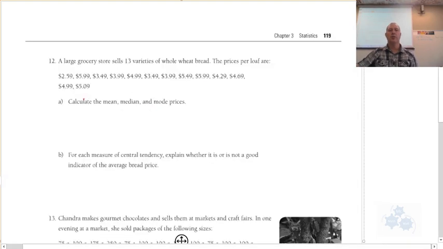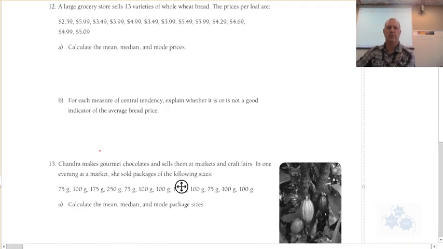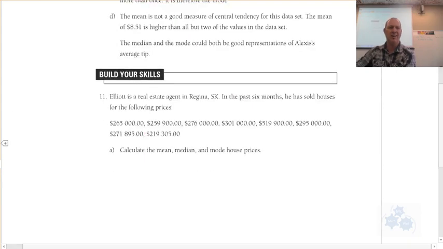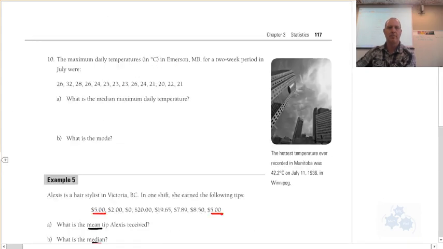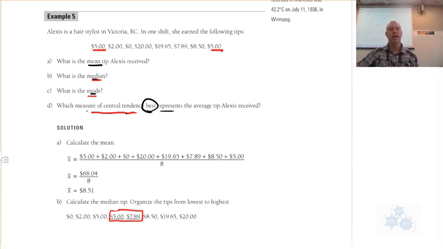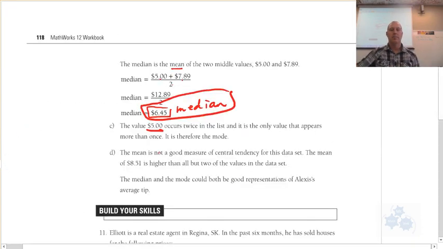Now the last question, which is the best? Oh, I went the wrong way. The last question says, which central tendency is the best? So would you take the mean or the median or the mode? Which is the best? So this, you know, it's kind of your opinion, okay? It's your opinion. But let's see what they say.